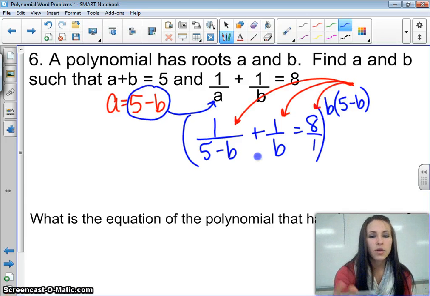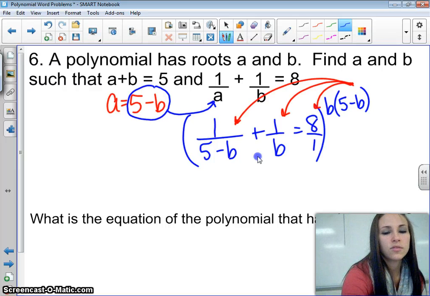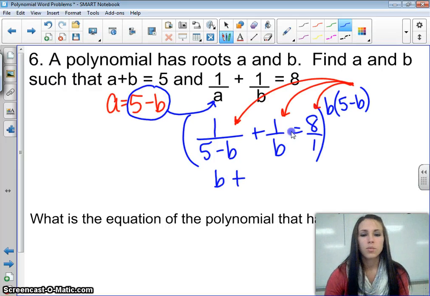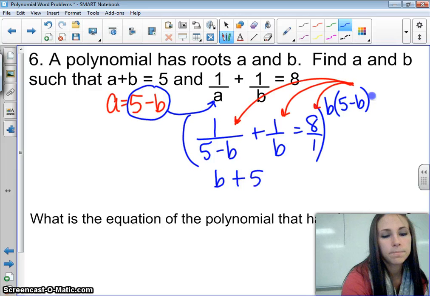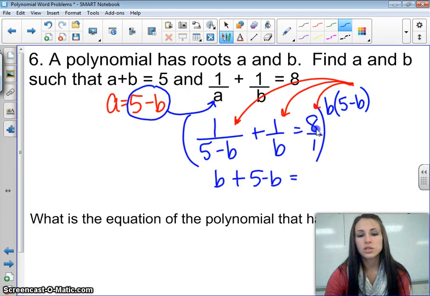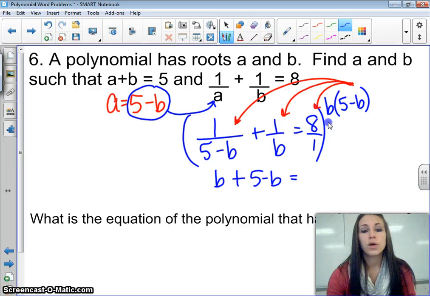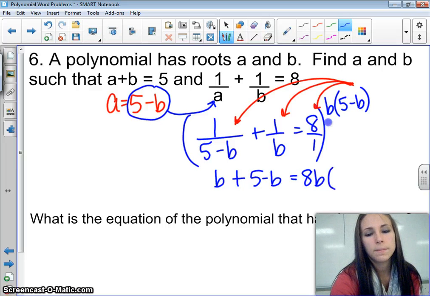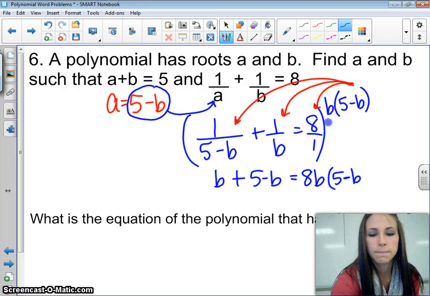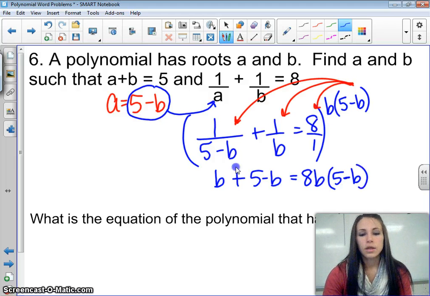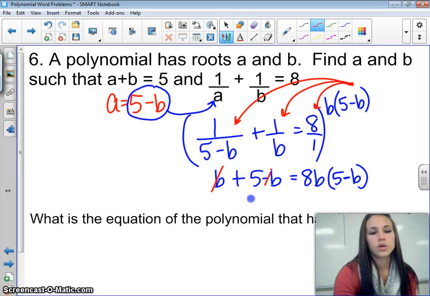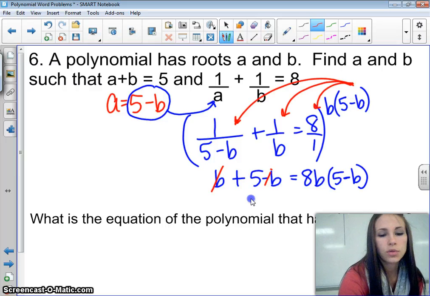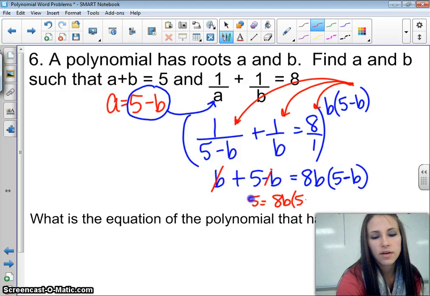Alright, so when I give that out, the 5 minus b's will cancel out, and I'll be left with just b. And then when I give it to the second one, the b's will cancel out, and I'll be left with 5 minus b. And then when I give it to this third one, nothing will cancel, and so everything will be left. That'll be 8b and then 5 minus b. Alright, so then this is what I'm going to work with and solve. So the good thing is the b's cancel out over here, and I'm just left with 5. And so then this would be 5 equals 8b times 5 minus b.